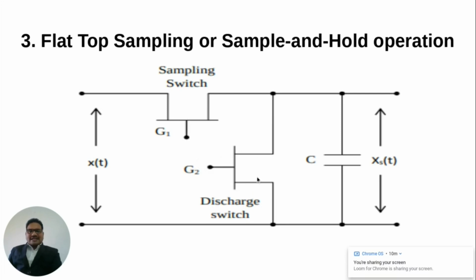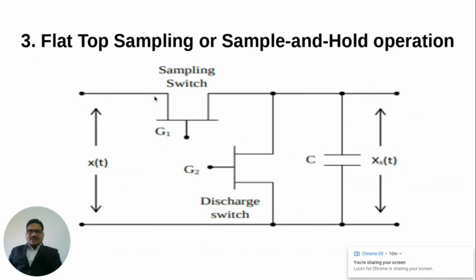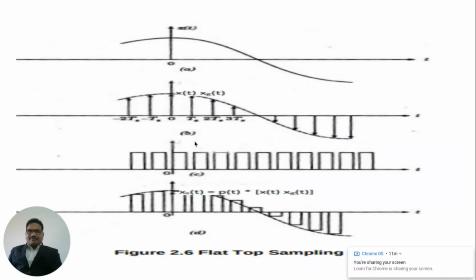When G2 closes the discharge switch, the capacitor discharges to 0 volts, and the discharge switch is then opened, so the capacitor doesn't have any voltage. After the period of Ts, the switch is closed again to take a new sample, and this periodic gating of the sample and hold circuit generates a sequence of flat top samples.